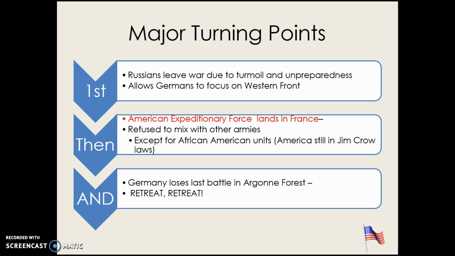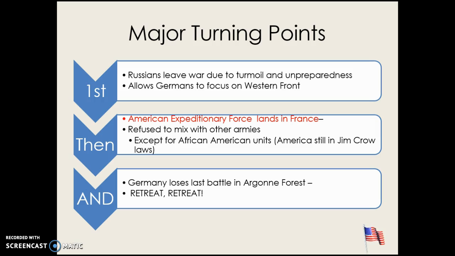Okay, so for the learning target that talks about major turning points, these are some of the major things that happen. The first thing is Russia, like I said, leaves the war. Due to turmoil, they were not prepared. They were so unprepared, they sent their czar in to fight, and then they had to do a temporary government. So the government was overthrown. They set up a temporary government, and they ended up having to leave the war so that they could deal with that. Other things are, this is going to help the Germans focus just on the Western Front instead of the Western and the Eastern Front.